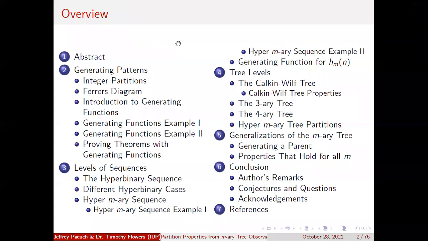So we will start by giving you a little bit of background information. We'll talk about some background math that we'll need for this presentation. So we're going to look at some generating functions, some integer partitions, and we're going to be looking at some different types of sequences, such as the hyperbinary sequence. And then that'll lead us into some of the different trees, such as the Calkin-Wilf tree, the m-ary tree. And then we'll try to make some generalizations about the m-ary tree, and we'll conclude. So let's get into it.